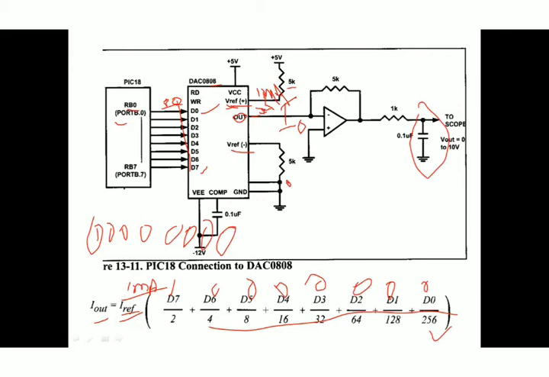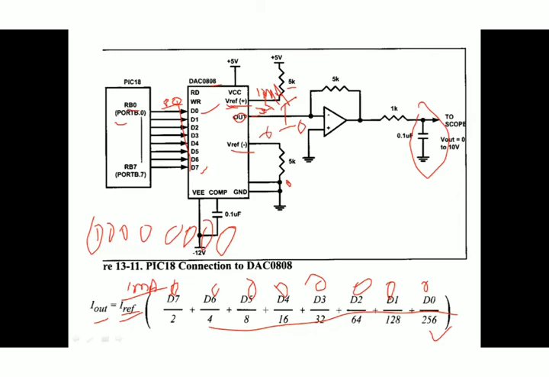Okay, so now here, if all the digital input lines are 0, then what happens? This bit also becomes 0, so that this expression will become 0. So 0 into 1 milliampere, here you will get a 0 output current. So when the input is 0, you get 0 output current.